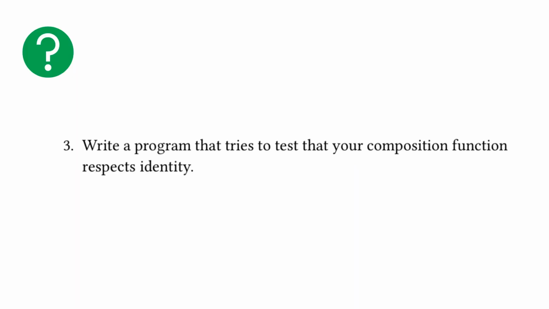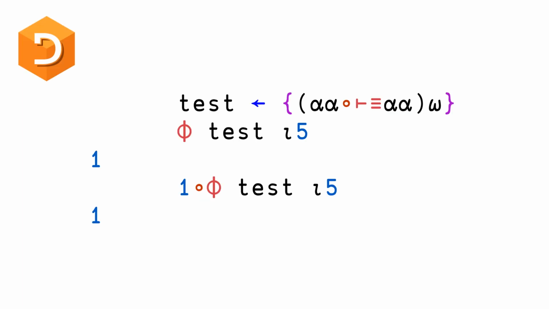This brings us to our final challenge or exercise, which reads, write a program that tries to test that your composition function respects identity. So once again, we'll be doing this in APL. This is a little bit hard to digest, as I assume most of you don't read APL, but basically test is a function that takes 2 arguments, omega, which is going to be, in our example, a list of numbers or a list of something, and then the alpha is basically a function.